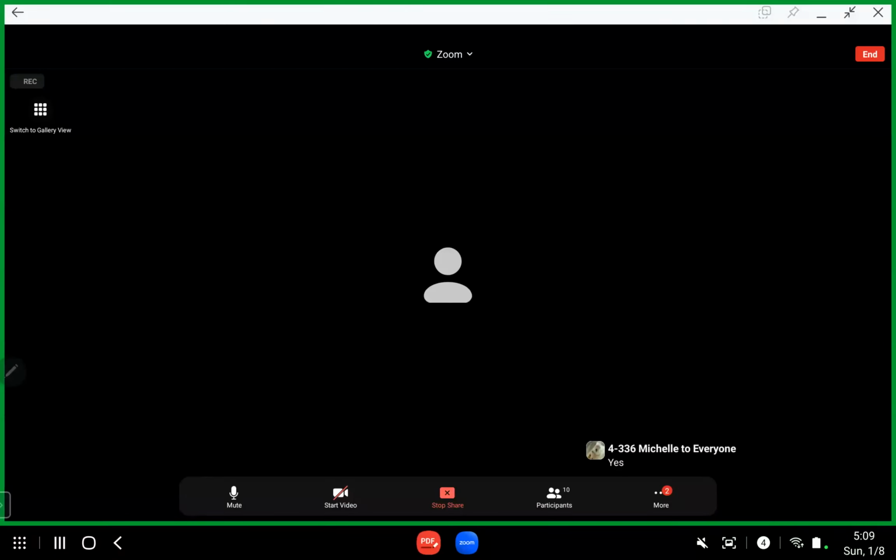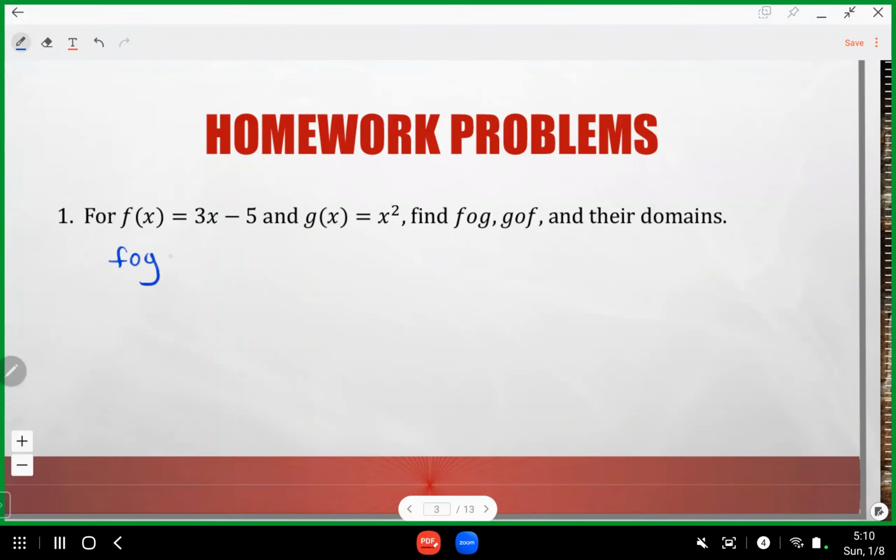So for f of g, since g of x is x to the power 2, I think we just multiply x to the power 2 to all the x's. And I got 3x to the power 3 minus 5. Are you sure it's to the power of 3? Instead of multiplying, you're going to replace all the x's. So it's just going to be the power of 2.